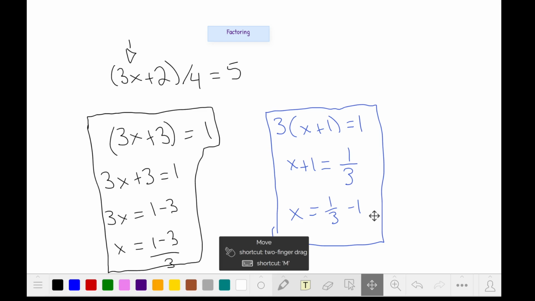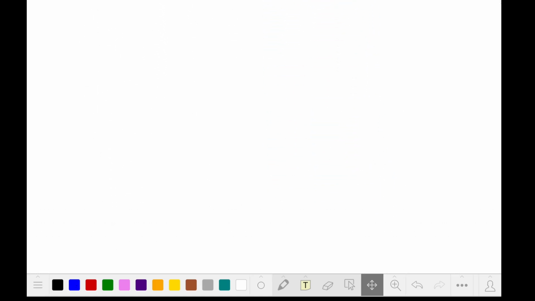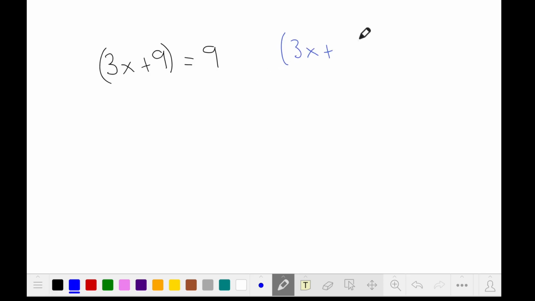Now let's give ourselves another example really quickly of how this factoring stuff works. So in this case, let's say we have 3x plus 9 is equal to 9. Now, if you're good at your multiplication tables, you'll know that the 9 is actually made up of 3s. So you'll know that this actually looks like 3x plus 3 times 3.